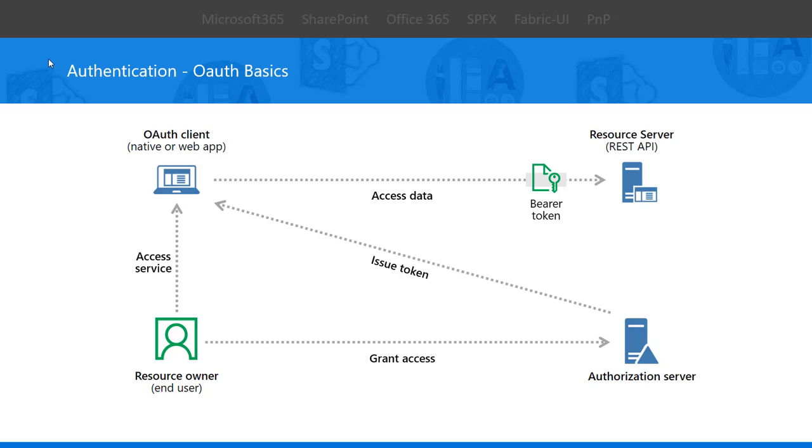So it sends a request to that server, which validates with the authorization server and sends the response to the OAuth client. So this is the normal OAuth authentication flow, and Microsoft Graph is also using the same authentication flow.